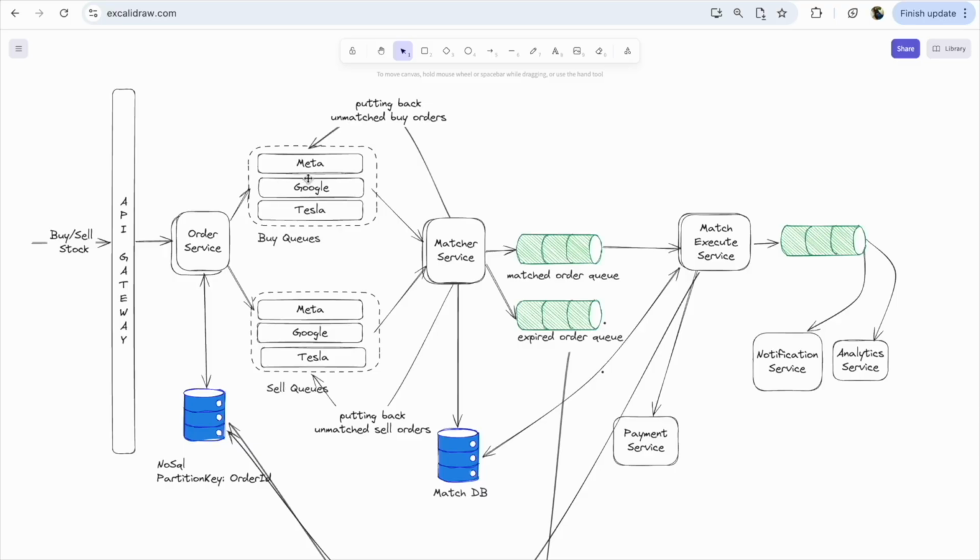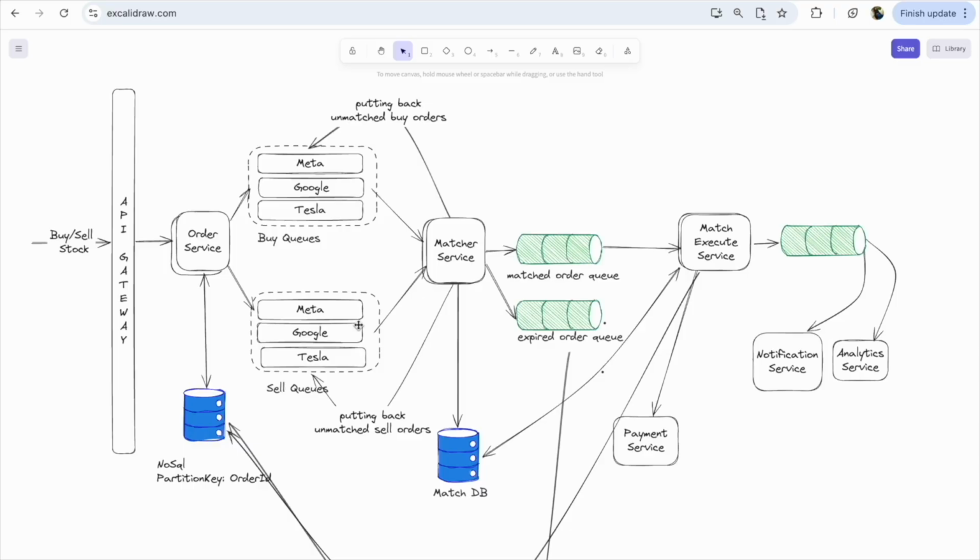So let's say this is Meta stock, Google stock, Tesla stock. These are the buy queues for that, and these are the sell queues for that. If a sell order comes for Google, it will come here in this queue. If a buy order comes for Tesla, it will come here in this queue, right? And it's easier for the matcher service to read from this queue, and it will try to match accordingly.